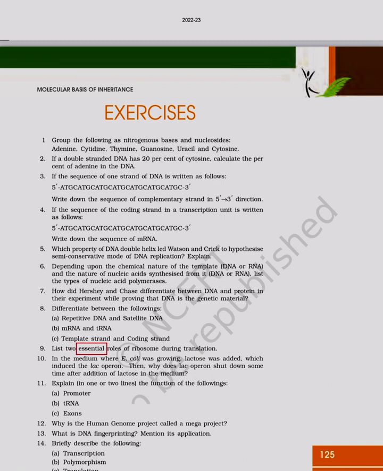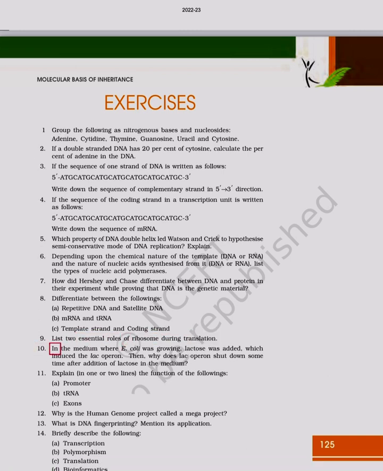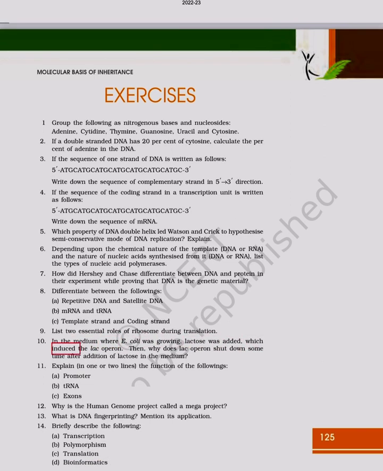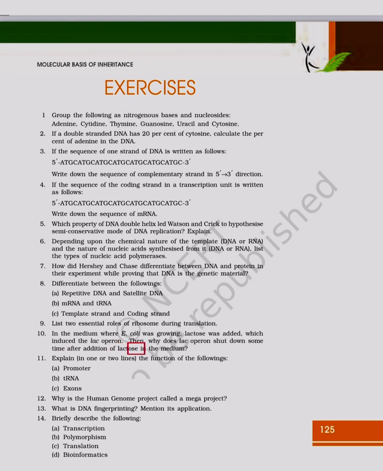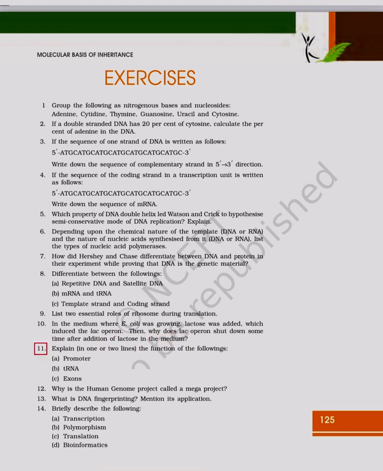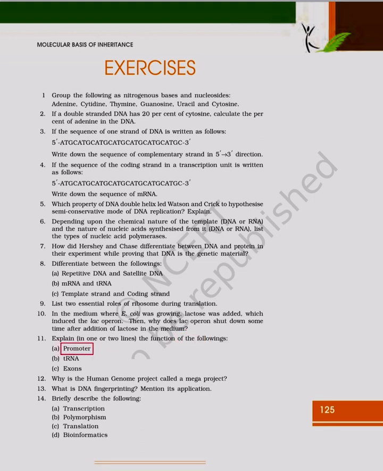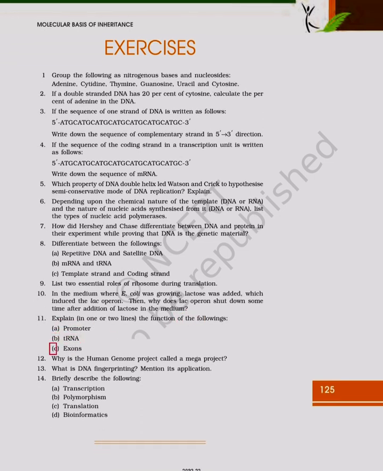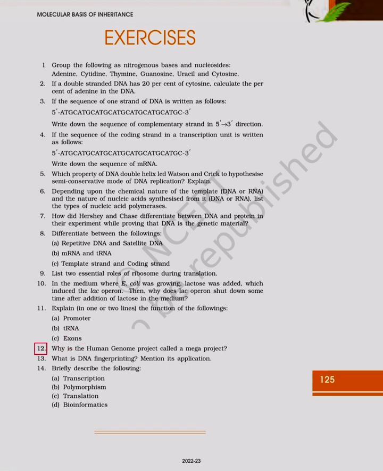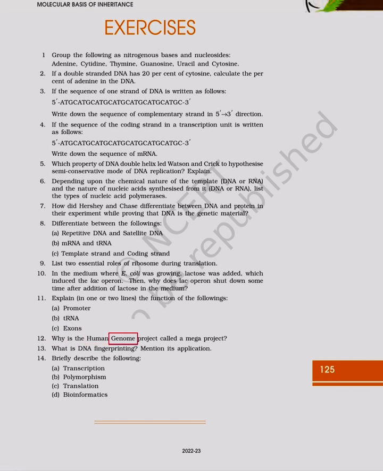9. List 2 essential roles of ribosome during translation. 10. In the medium where E. coli was growing, lactose was added, which induced the lac operon. Then, why does the lac operon shut down some time after addition of lactose in the medium? 11. Explain in 1 or 2 lines the function of the following: a. promoter, b. tRNA, c. exons. 12. Why is the Human Genome Project called a mega project?